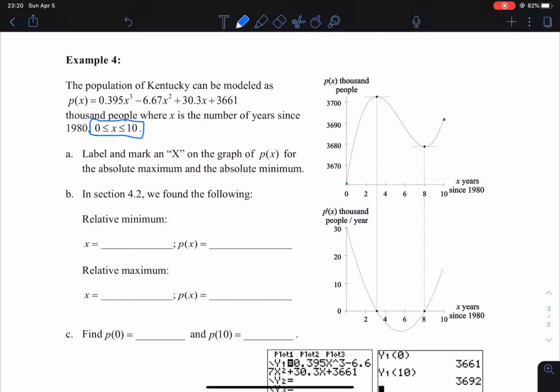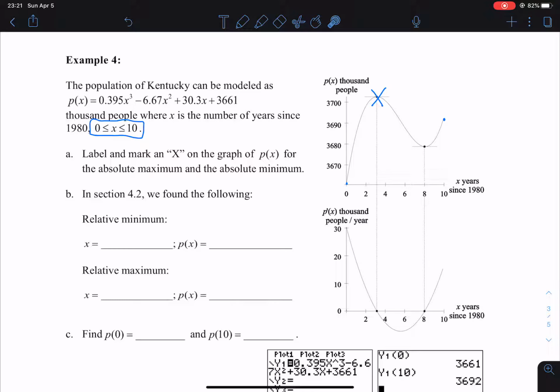And the first one, label and mark the absolute maximum and the absolute minimum. The absolute maximum is easier to find. This is an absolute maximum point. Let's change the question to: which one is the relative minimum point? This one, right? This is a relative minimum point.